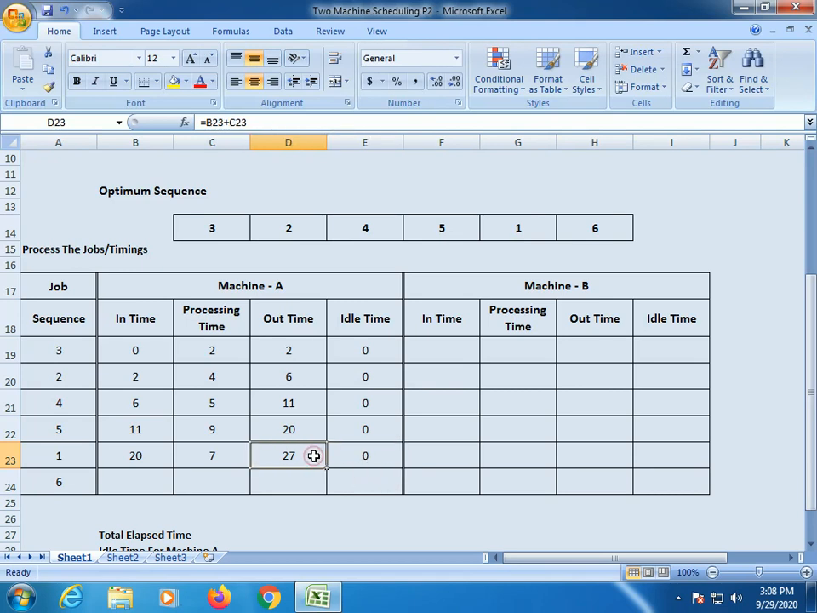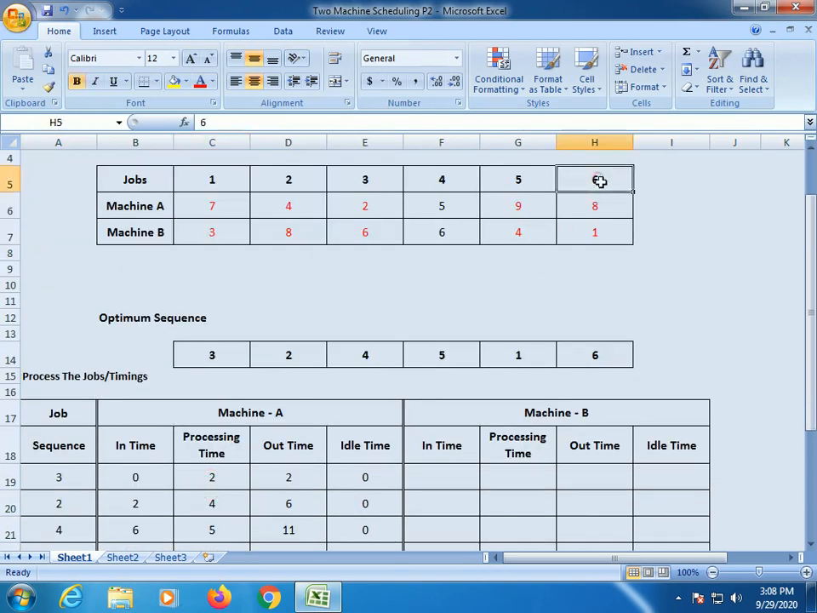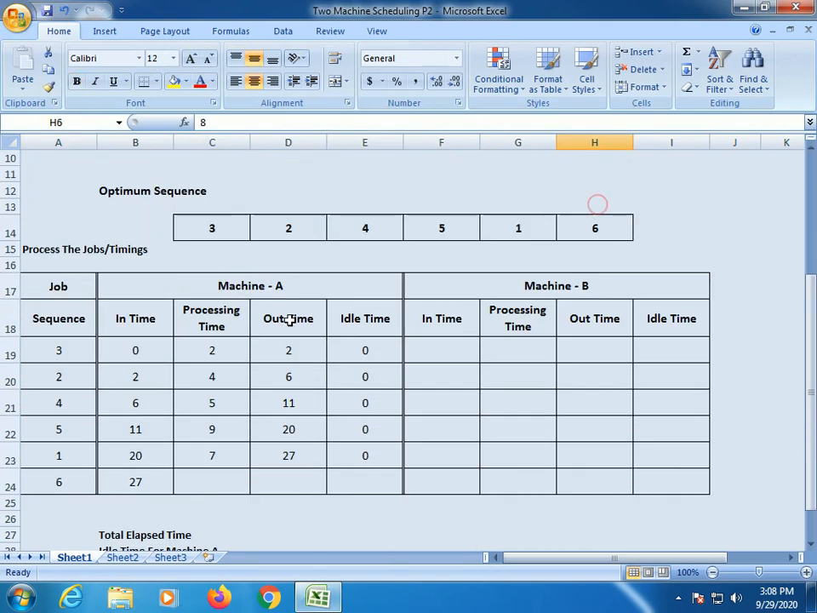And next at 27th hour we performed the job 1, then at the same 27 hour we can perform the next job. And what is the processing time here? So what is the processing time relating to job 6? The job 6 processing time relating to machine A is 8 hours. So here we have to take 8 hours. Okay, so 35 is the out time. At 35 hour we performed the 6th job.